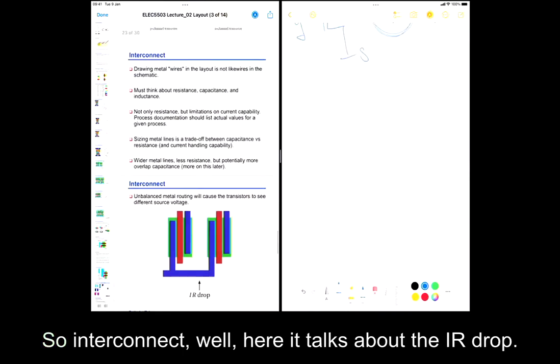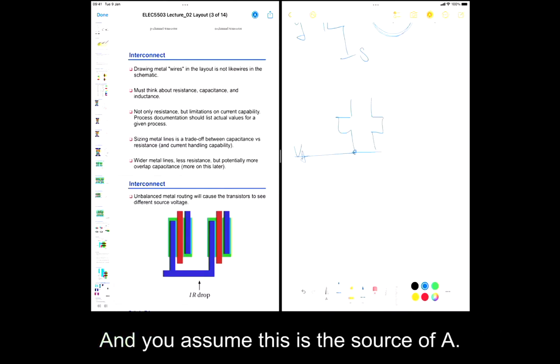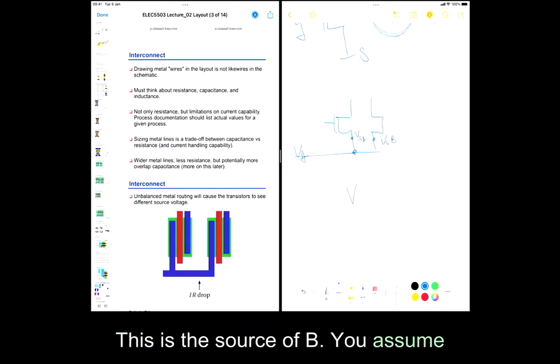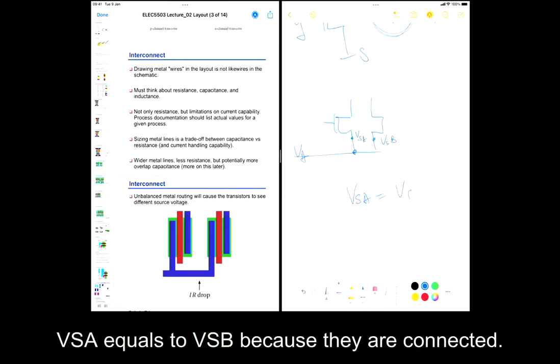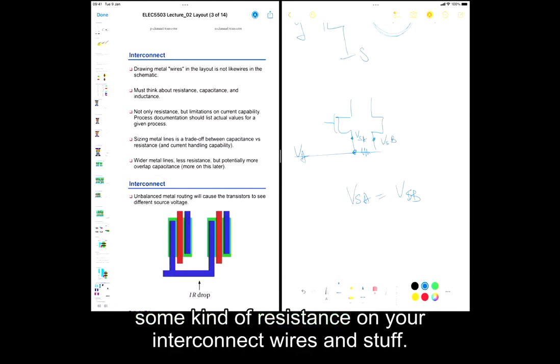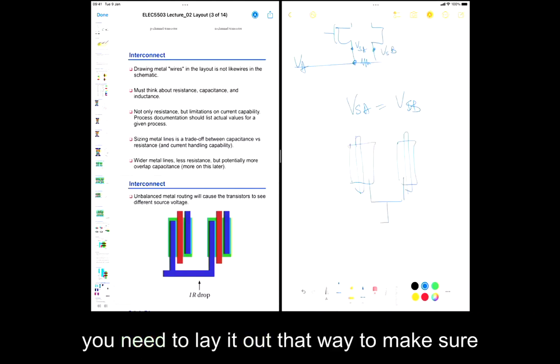Okay, so interconnect. Here it talks about the IR drop. If you have two transistors in parallel, this is the source of A, this is the source of B, you assume VSA equals VSB, right? Because they are connected, but actually it's not. Just like your PCB, there will be some resistance on your interconnect wires. So if you want to make it the same, you need to lay it out that way.